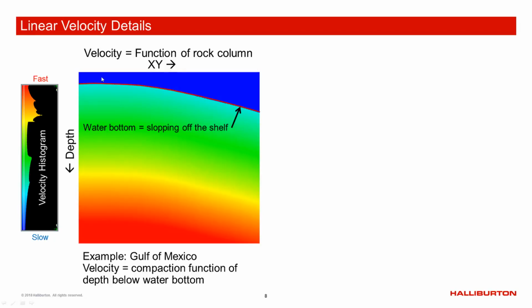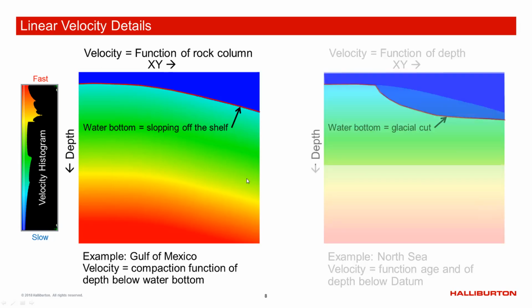So if we're looking at, say, the Gulf of Mexico, this blue is slow water velocity, and the velocity increases. In this case, in the Gulf of Mexico, as you get deeper in the shelf, the velocity increases with depth as a function of the amount of rock on top of you, not as a function of the amount of water plus rock on top of you. This is a compaction function, since most of these rocks were deposited in the last, I don't know, year or two by the Mississippi, spewing North America all over the Gulf of Mexico. So our velocities are a function strictly of the depth below the mudline.